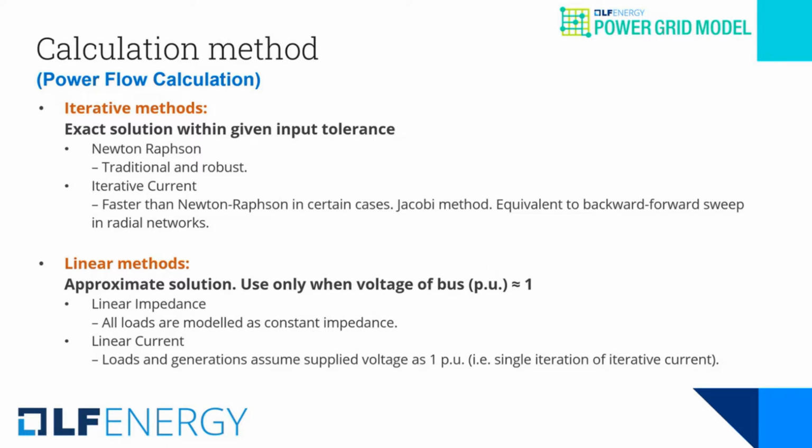Based on our previous tests, it's faster than the Newton-Raphson method in certain cases, especially when the grid is quite distributed, and it uses the Jacobi method, which is equivalent to the backward and forward sweep, if you know more about radial networks. Another category is the linear method, where we give approximate solutions. We can use linear impedance to simulate the load in the grid, and we can also treat the load and generation as a linear current.